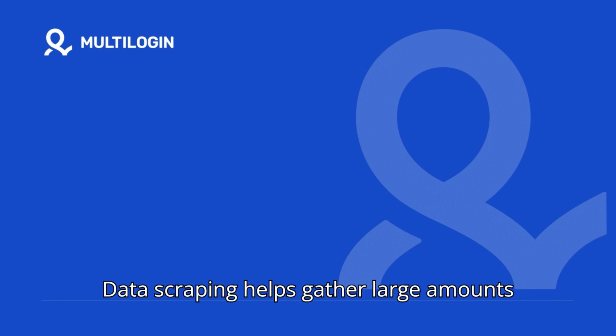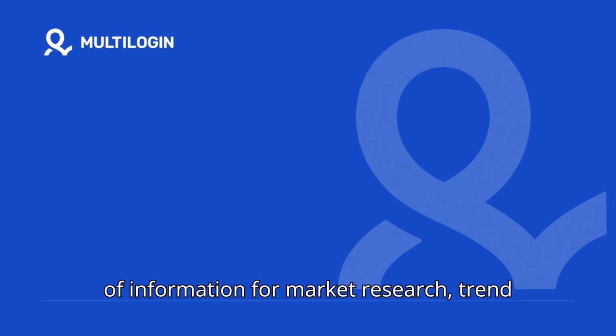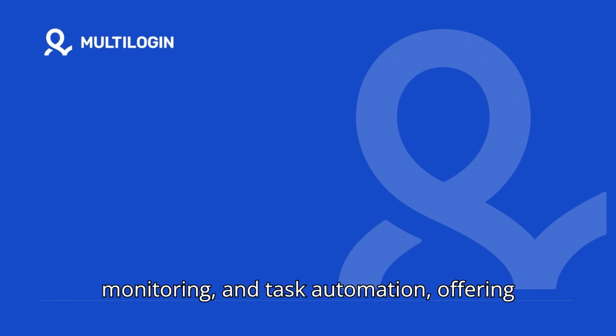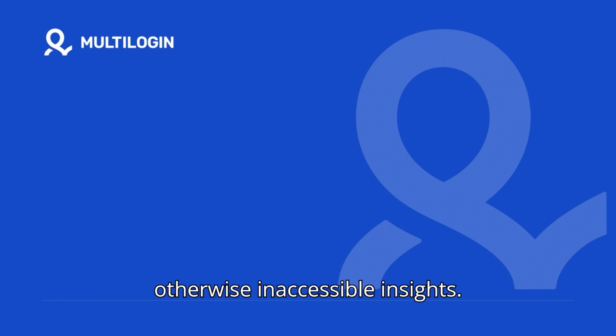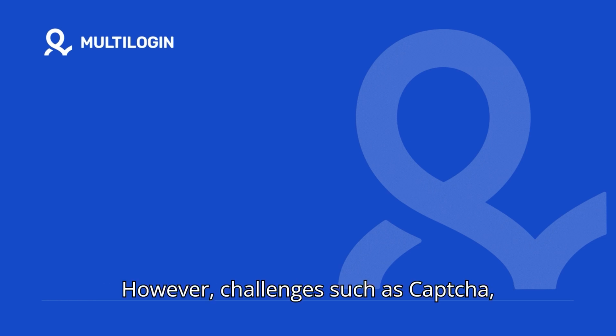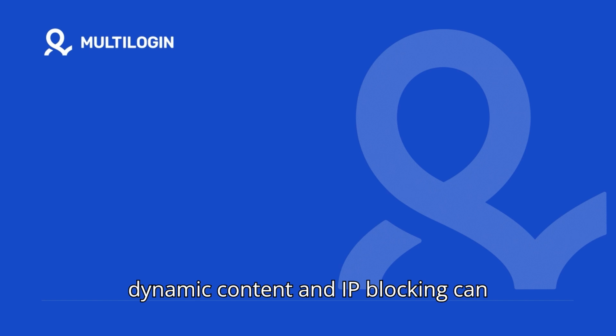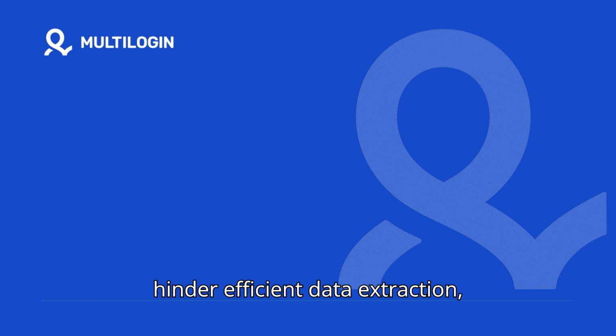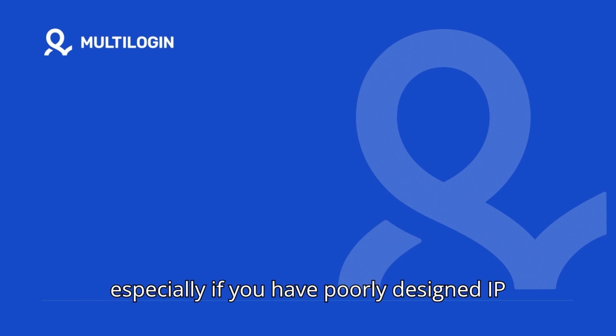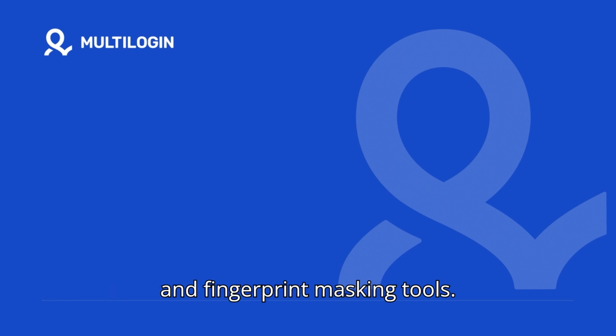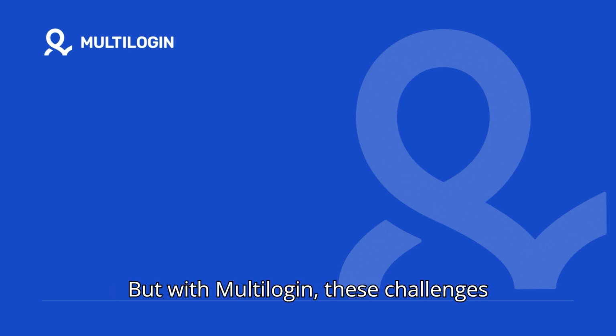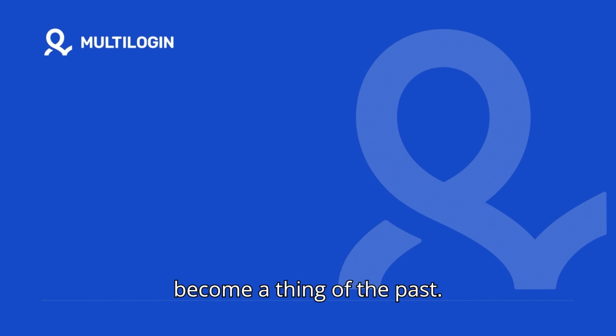Data scraping helps gather large amounts of information for market research, trend monitoring, and task automation, offering otherwise inaccessible insights. However, challenges such as CAPTCHA, dynamic content, and IP blocking can hinder efficient data extraction, especially if you have poorly designed IP and fingerprint masking tools. But with Multilogin, these challenges become a thing of the past.